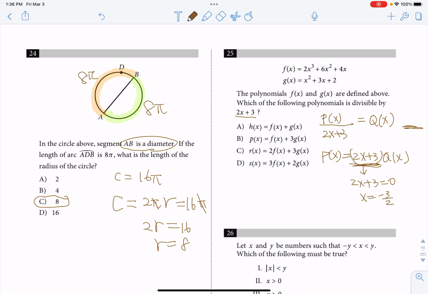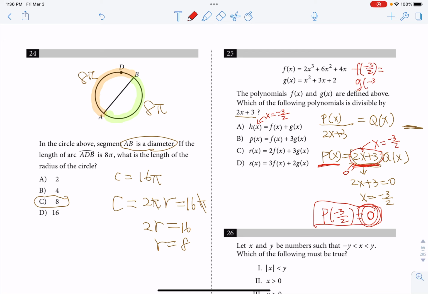If you plug in x as negative 3 over 2, that makes the whole expression 0. So p(negative 3 over 2) is 0. That's how you get the result when the polynomial p(x) is divisible by 2x plus 3. So what I need to do is plug in negative 3 over 2 for x in every expression given and see which one gives 0 as a result. To do that, we need to find f(negative 3 over 2) and g(negative 3 over 2) first.